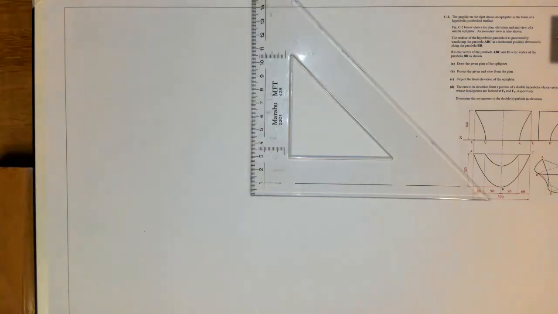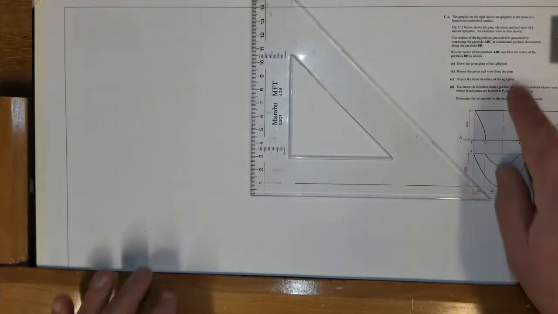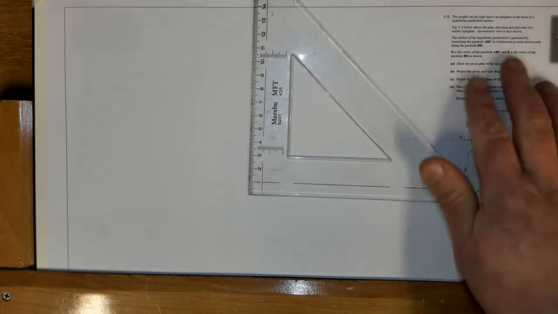Right, so this is the 2013 higher level shell structures question. We're going to cover parts A, B and C in this. You probably won't get around to covering part D as such in this one, but we'll do parts A, B and C.